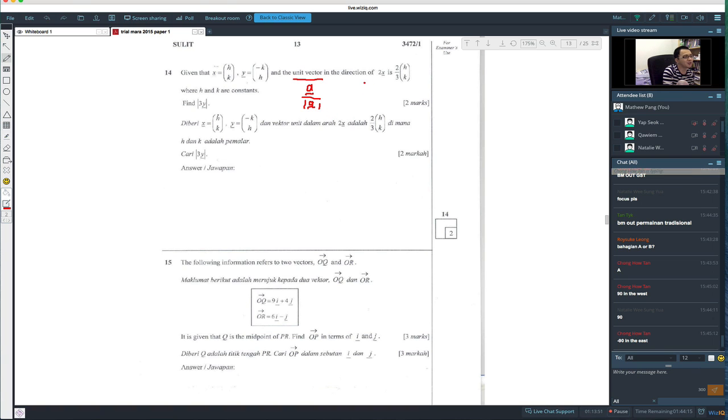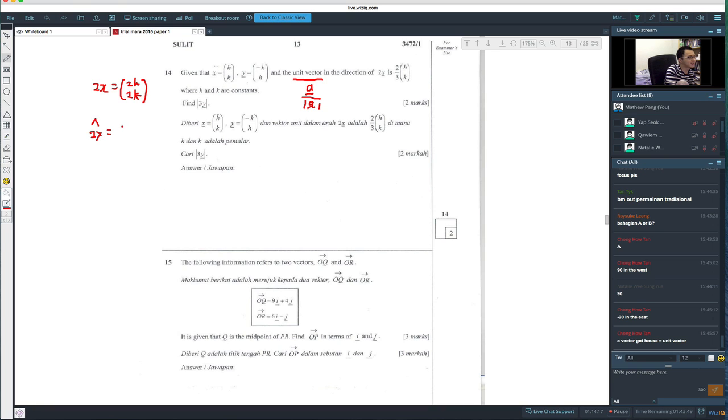Alright, so the question says the unit vector in the direction of 2x. So I'm going to do 2x first. 2x basically equals 2h and 2k. The unit vector of 2x basically equals the vector of 2x divided by the magnitude of it. So I will do the magnitude first, step by step. If I do it like this, you're going to be very confused. Okay, I will do the magnitude of 2x first.